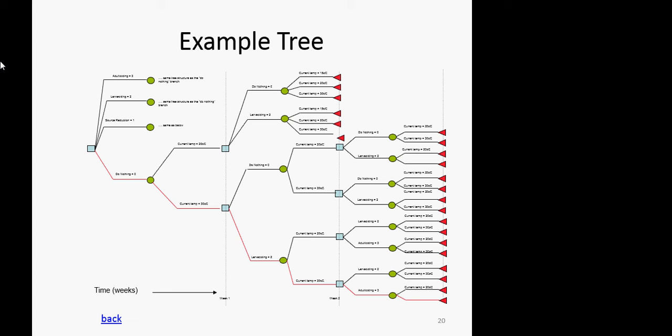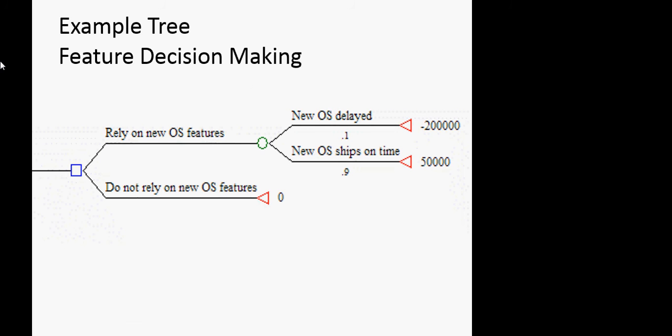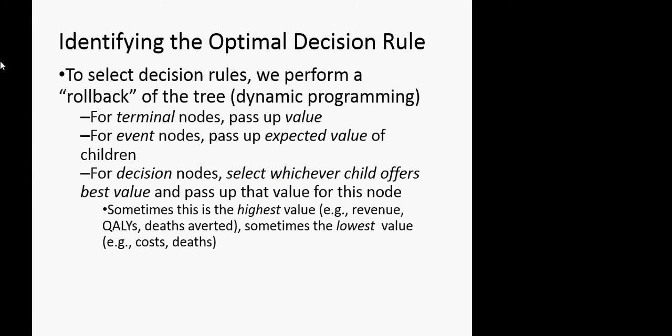Okay, so here's the rule. And I do expect you to know this. For each node, we're going to determine its value. And we're going to decide for decision nodes which way we're going to go. For a terminal node, you pass up the value. Just use the value. Very simple. The only real choice is for event nodes and decision nodes.